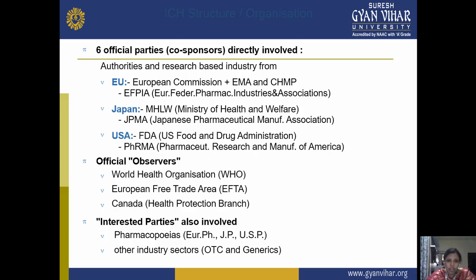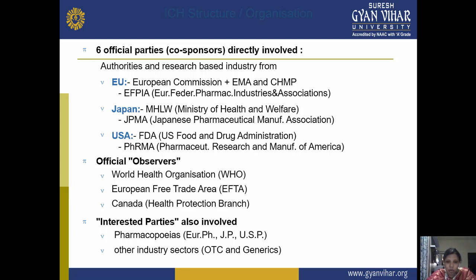Next is the official observers. So other than the three countries' associations, there are some official observers like WHO, the European Free Trade Association, and Canada's Health Protection Branch. So three official observers are there. WHO will observe, EFTA will observe, and the Canadian Health Protection Branch will observe.